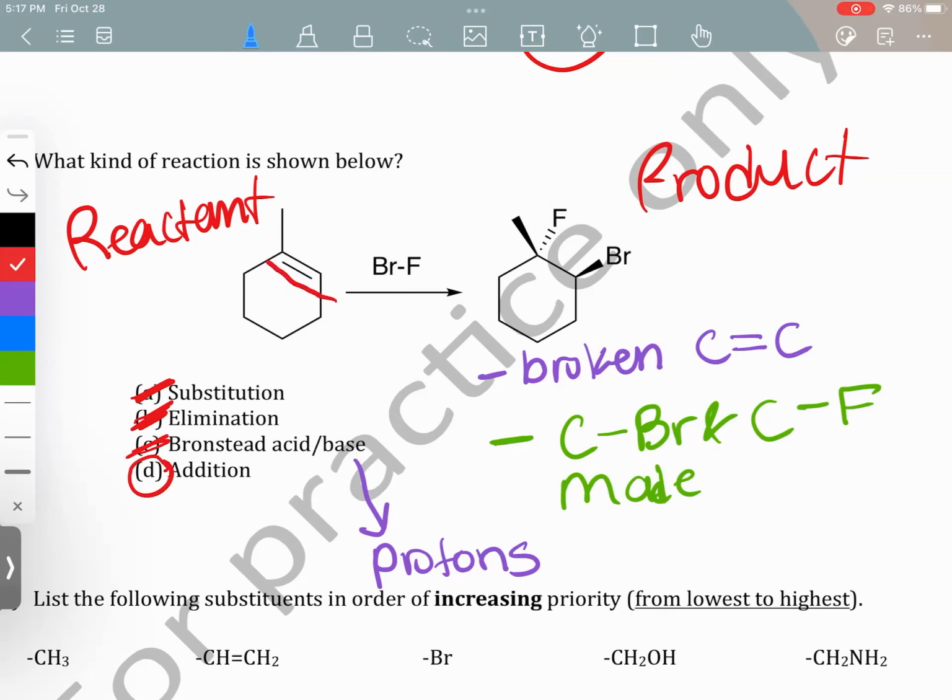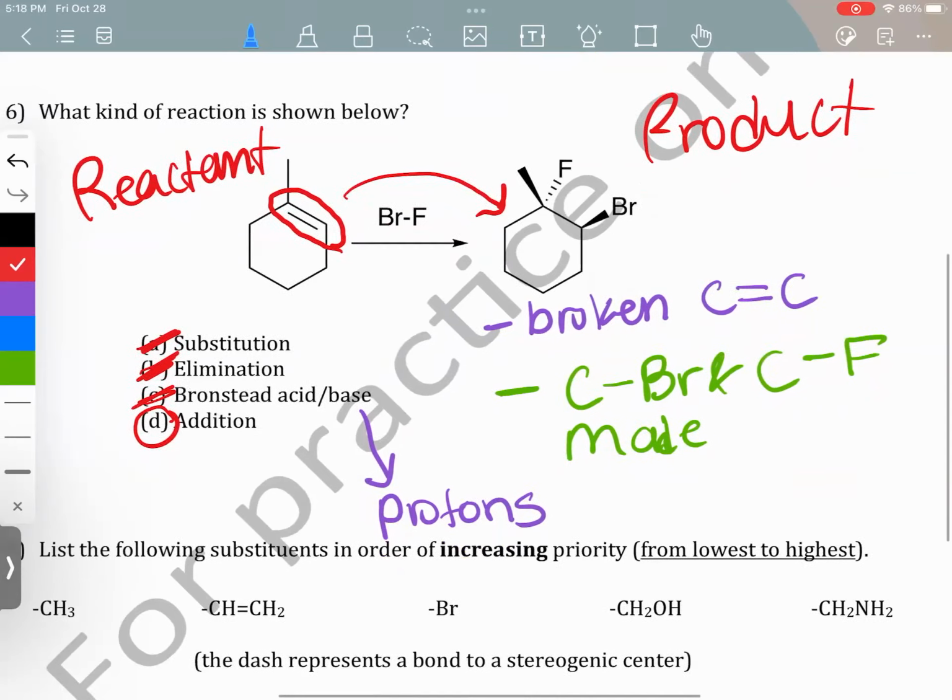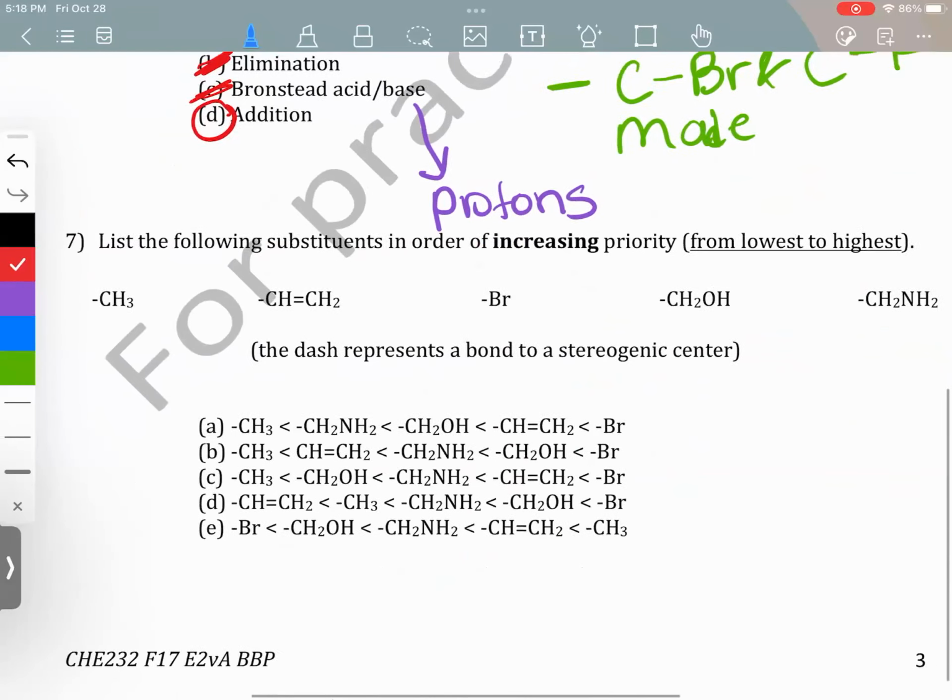Whenever you go from a double bond in your reactant and it's not there anymore, you went from an alkene to an alkane, that's an addition reaction because you're adding atoms onto the molecule and breaking that double bond. So this is an addition reaction. Okay. Next question.